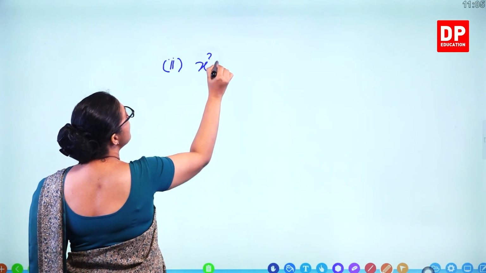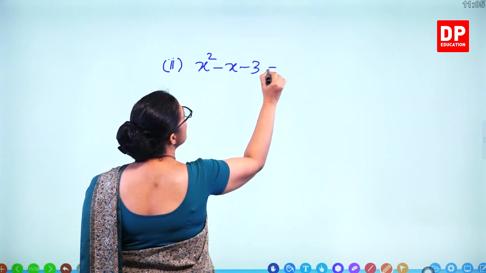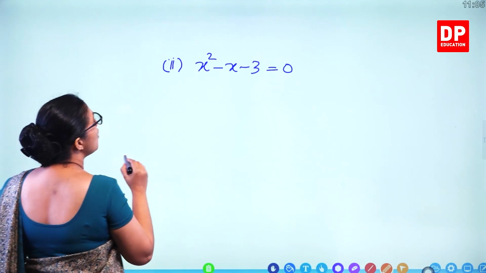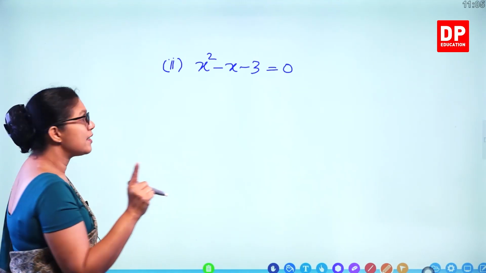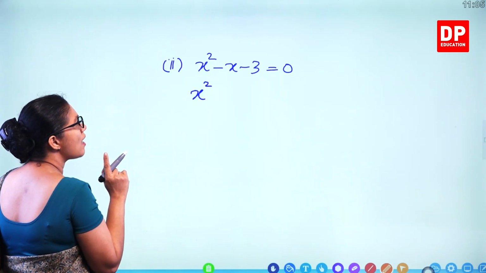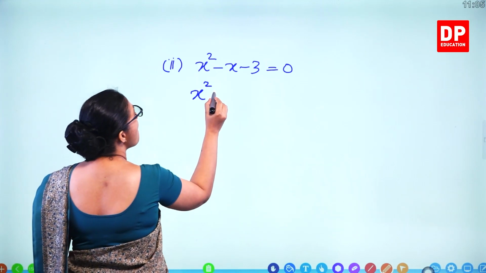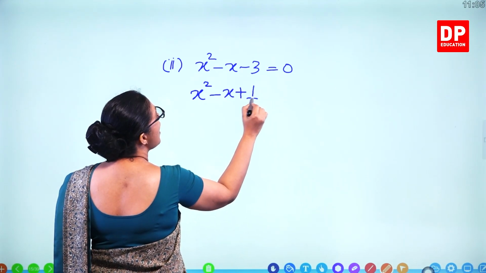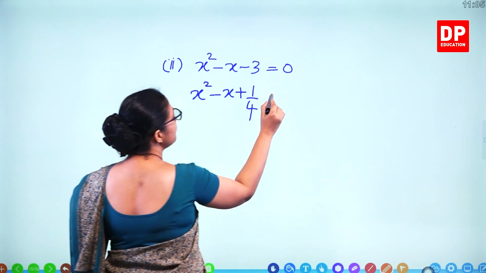x squared minus x minus 3 equals 0. Check it again. Now we'll use the completing the square method. Divide by 2, you get half. Square it, plus 1 over 4. So you need to add 1 over 4.